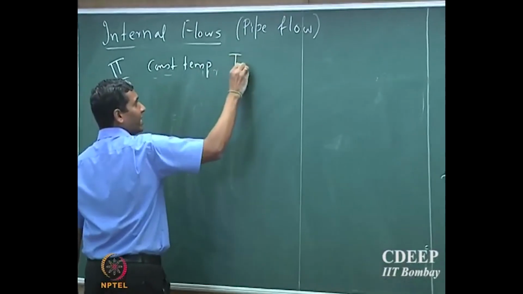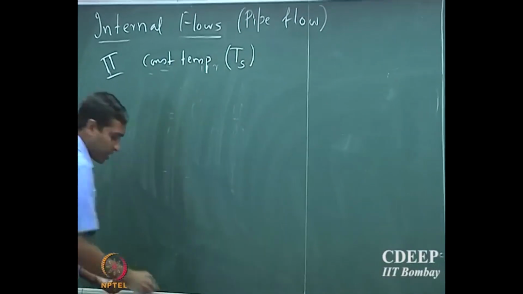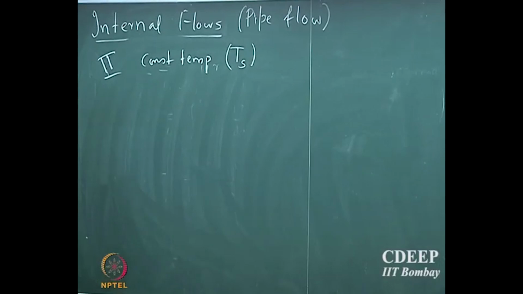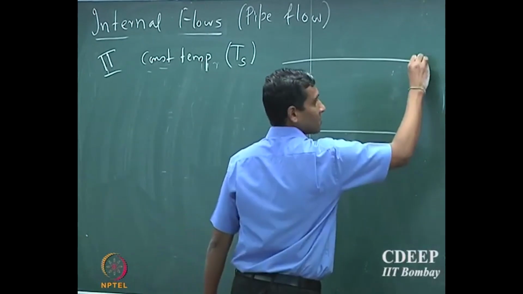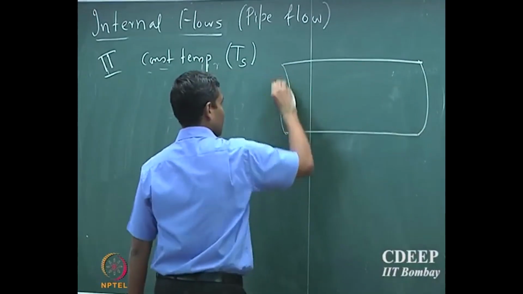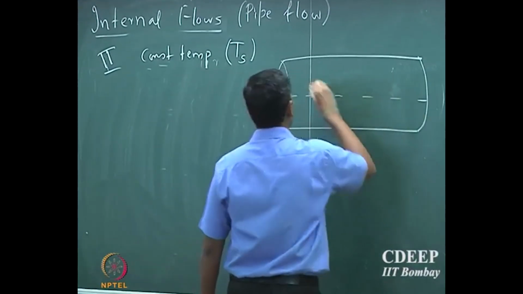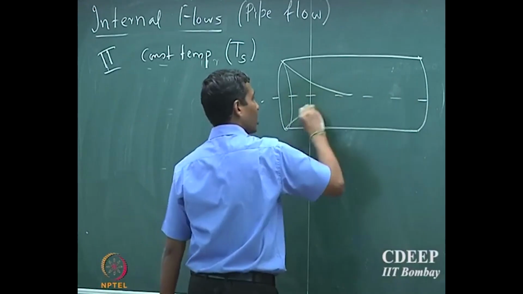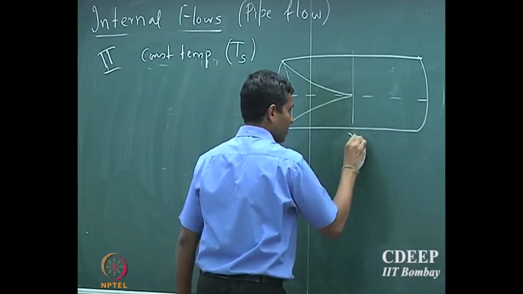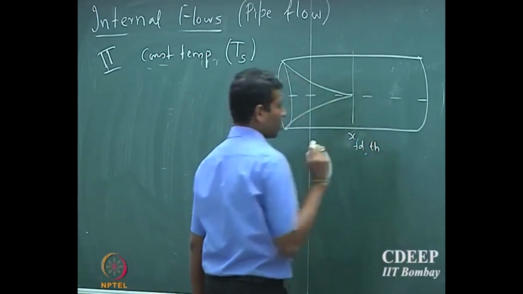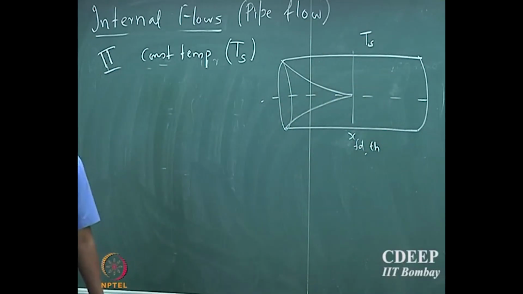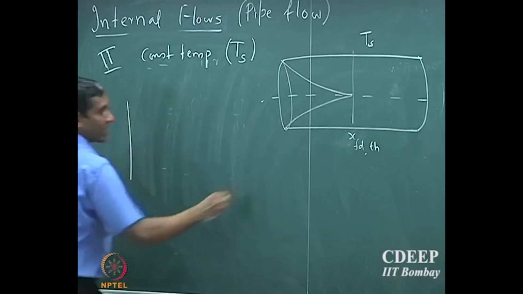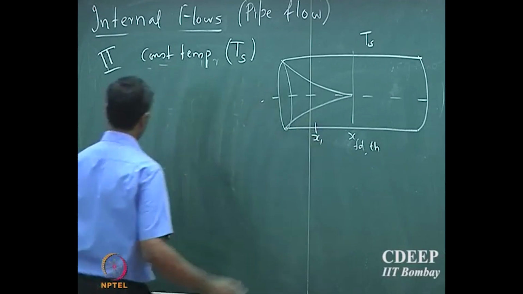So supposing I maintain the surface temperature at a certain constant value, okay. So now I have a tube here. Once again I have a thermal boundary layer, and I maintain the surface temperature as constant. Okay. So now I can draw a profile, let us say at some location x1. Okay.